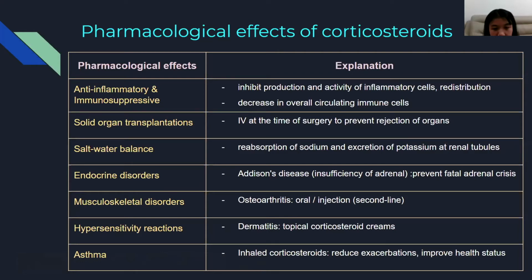And there can be two routes of administration. First is the oral. If the oral fails, then we will use the injectable corticosteroid as the second-line treatment. Besides that, for hypersensitivity reactions, corticosteroid creams can be applied topically to treat dermatitis. And then lastly, corticosteroids can control asthma effectively.